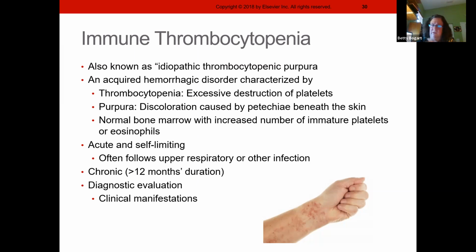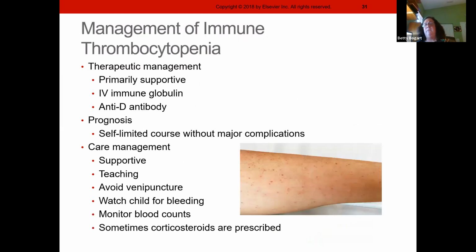Well, number one, have you been sick lately? It usually follows an upper respiratory infection. This is a condition that could be an acute condition, or it can become lifelong or a chronic condition. But usually what they do with these is they'll say, have you had an upper respiratory infection? And we're going to be doing a simple old CBC. And we're going to see the platelet counts low. And we treat this with IV immunoglobulin and anti-D antibodies.